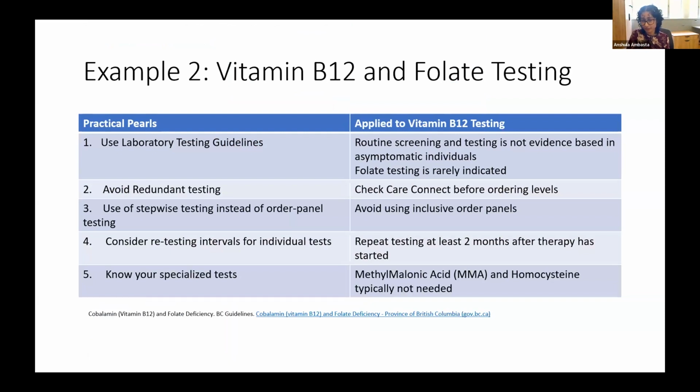Consider retesting intervals for individual tests. Applying this to B12, repeat testing should be at least 2 months after therapy has started. So this is a test where you don't want to be repeating it too quickly after starting therapy. And then know your specialized test. Particularly in BC, MMA and homocysteine are typically not needed unless in very specific, nuanced clinical situations.